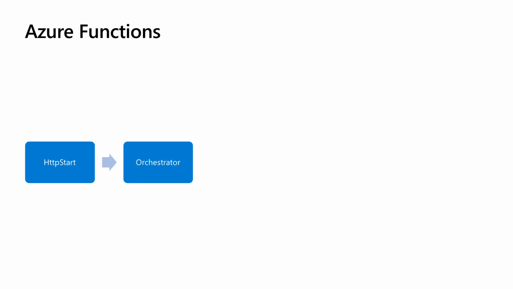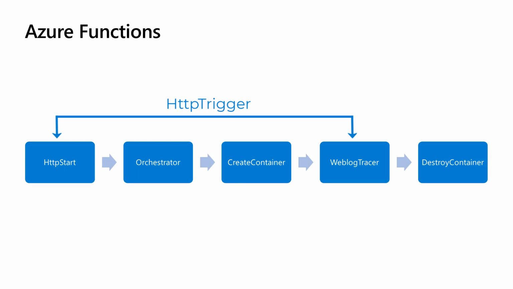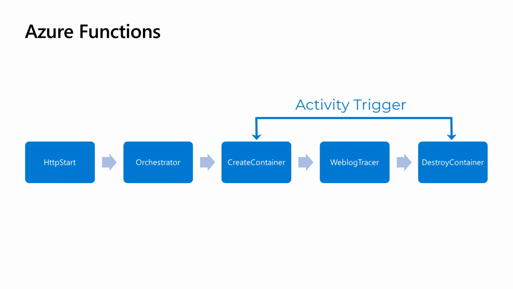Taking a look at our Azure function workflow, we use 5 different Azure functions. Listed in order of execution, we have HTTP start, container manager orchestrator, container manager create container, weblog tracer, and container manager destroy container. Of these functions, 2 of them are triggered by HTTP requests. One of them is a durable function, and 2 more are activity triggered functions that are orchestrated by the durable function.